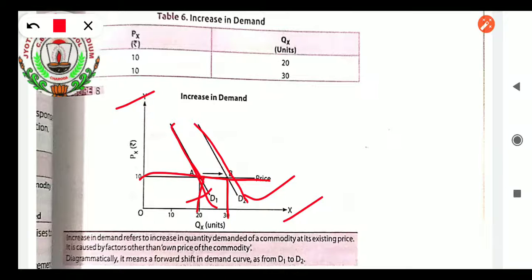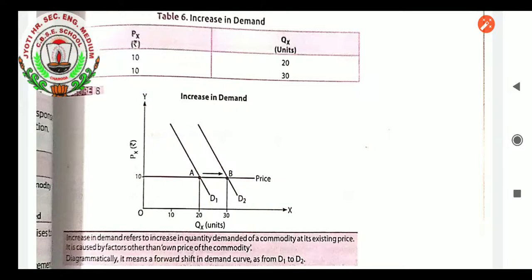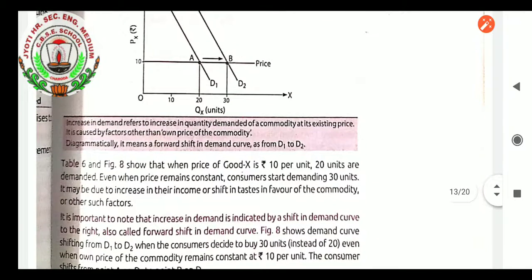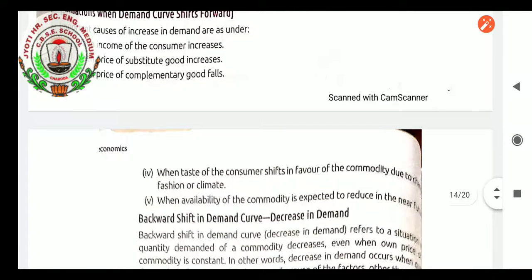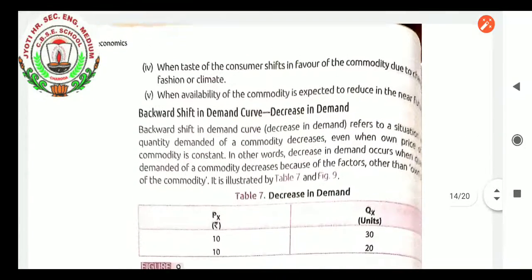It is just because other determinants of demand are changing, which implies an increase in demand of the goods. Then we will see a forward shift in the demand curve. In the same way, I already said the causes of increase in demand: price of substitute goods increases, price of complementary goods falls, income of the consumer increases, expectation of the consumer increases, or the taste of the consumer shifts in favor of the commodity due to change in fashion or climate. Then we can see this.